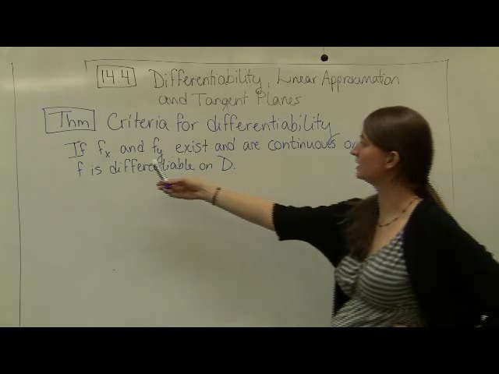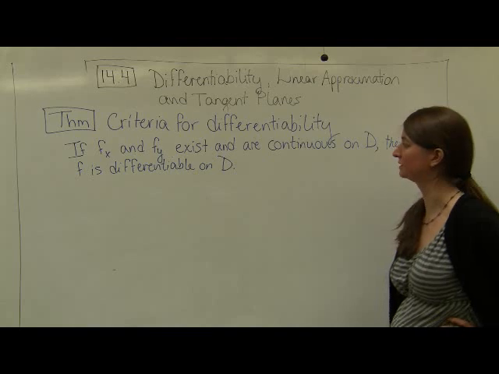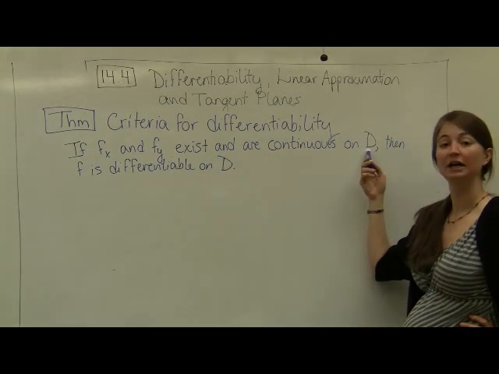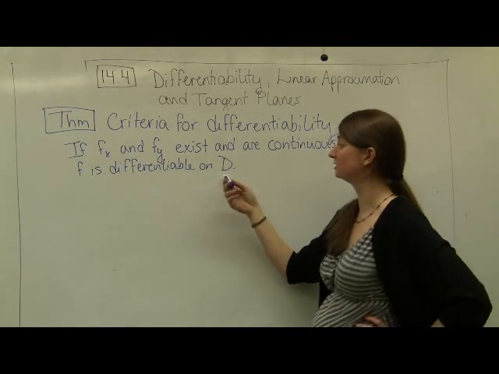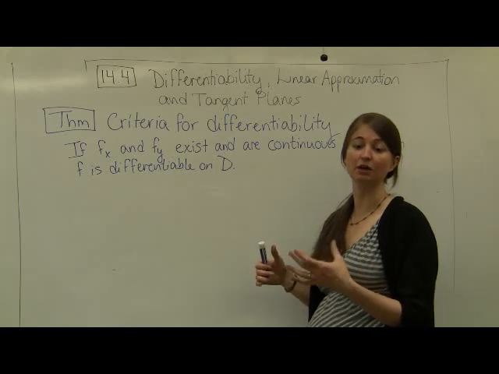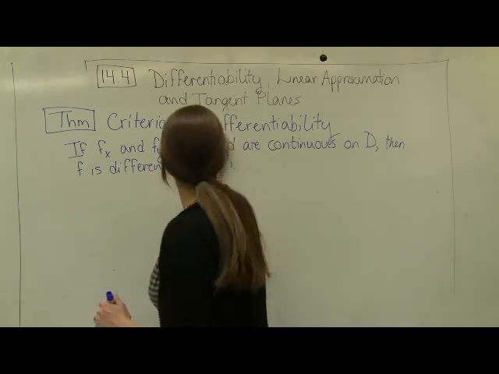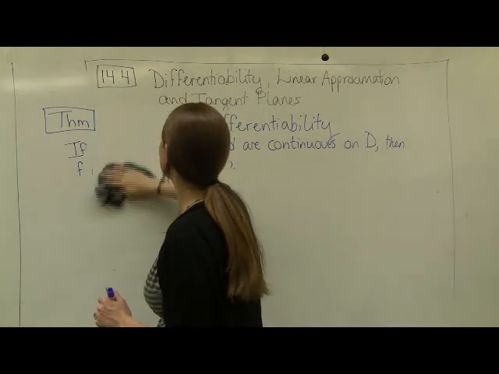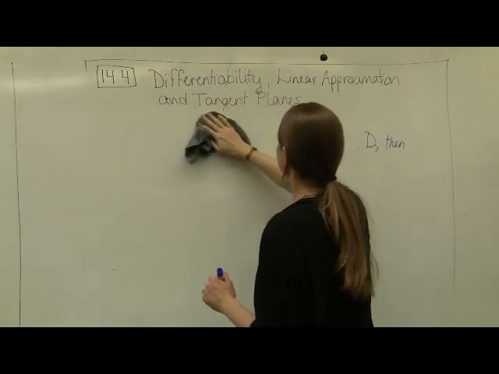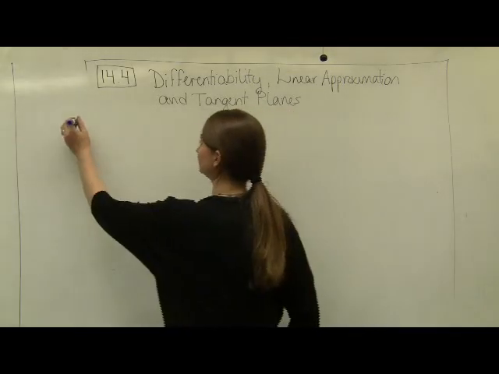This theorem tells us that if my partial derivative with respect to x and my partial derivative with respect to y both exist and are continuous on some disk D, then we say that our function f is differentiable on that disk D, where D is the open disk containing our point (a, b). Now this is a nice criterion because I can actually find partial derivatives and evaluate whether or not they're continuous. Those are techniques that we talked about in the previous section. So let's take a look at an example.